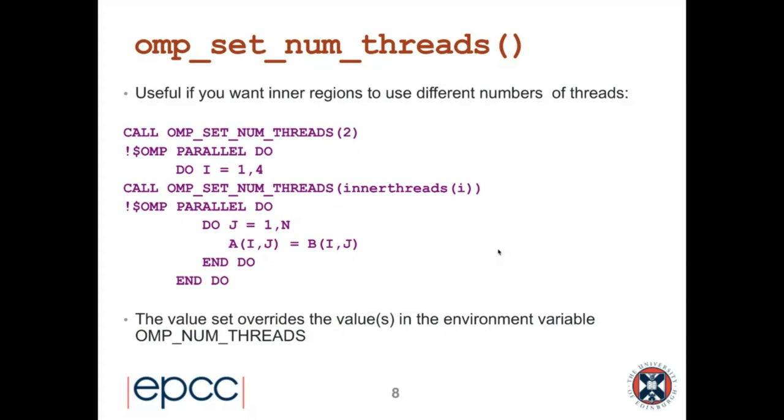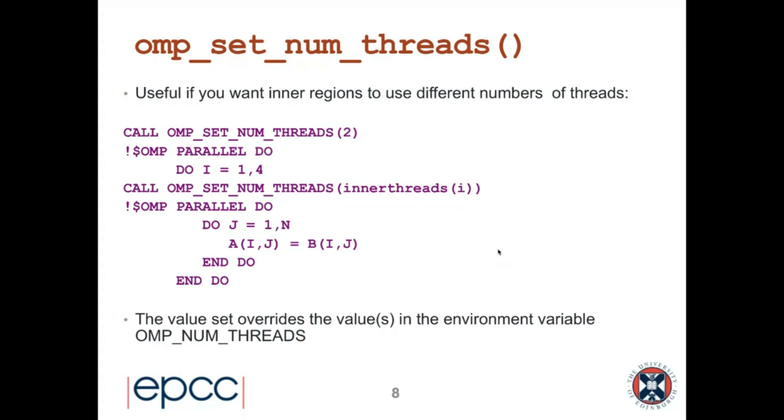So that means that not only can I, I'm assuming that I set up an array called inner threads with some values in it. So OMP set num threads, you can pass a variable or an array element into that. It doesn't have to be a compile time constant. So here I can use different numbers of threads.